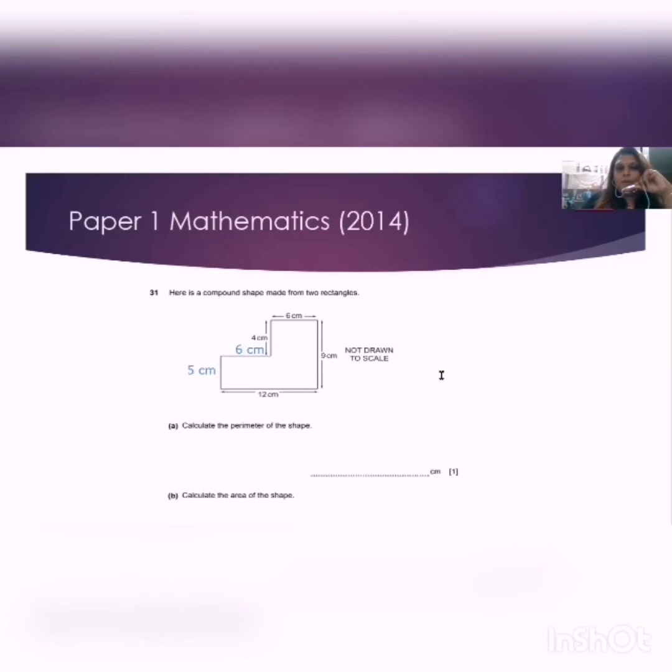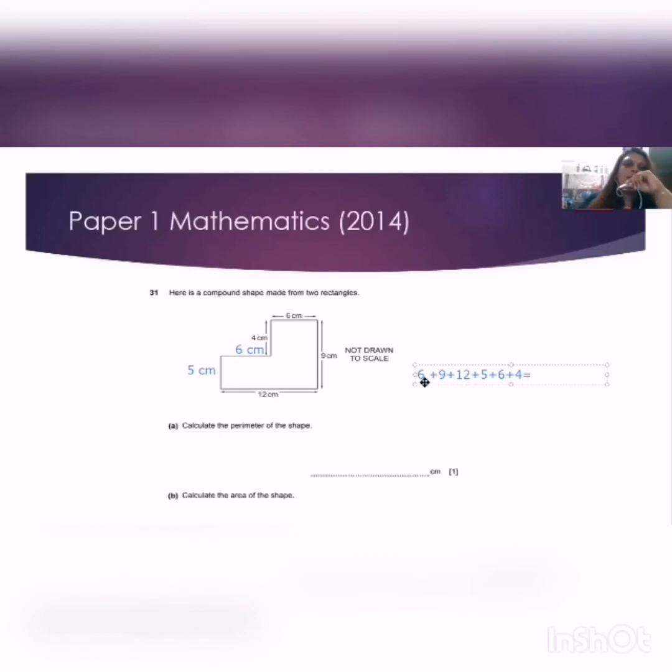Now, we have to add all of this together. So 6 plus 9 plus 12 plus 5 plus 6 plus 4. Okay, 6 plus 9 plus 12 plus 5 plus 6 plus 4. Once you add that, you'll get the perimeter of the shape.